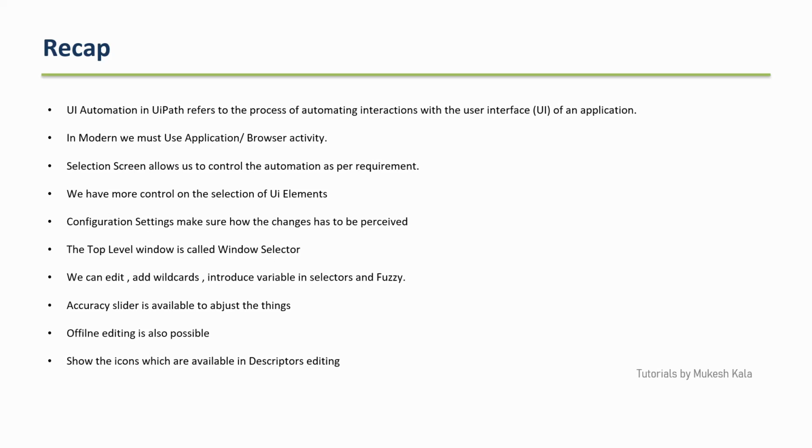We have something called the accuracy slider, which is available to adjust things in image automation. We have also seen an important concept called offline editing. That's also possible and easily available in the modern design. And lastly, we have seen that whenever you modify or edit some of the descriptors, some icons are shown, and as a developer we should be aware of which icon means what. In case you forgot, just hover your mouse on that icon and it will tell you what it actually means, right?